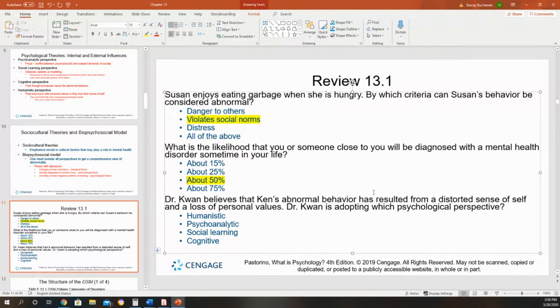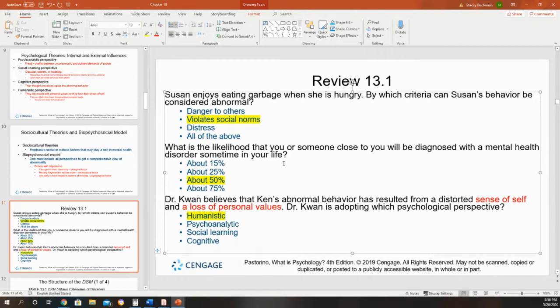And then, finishing up, Dr. Kwan believes that Ken's abnormal behavior has resulted from a distorted sense of self and a loss of personal values. So it's all about the self. Let's put that in red. Loss of personal values. Well, which one is all about sense of self? That'd be the humanistic model.